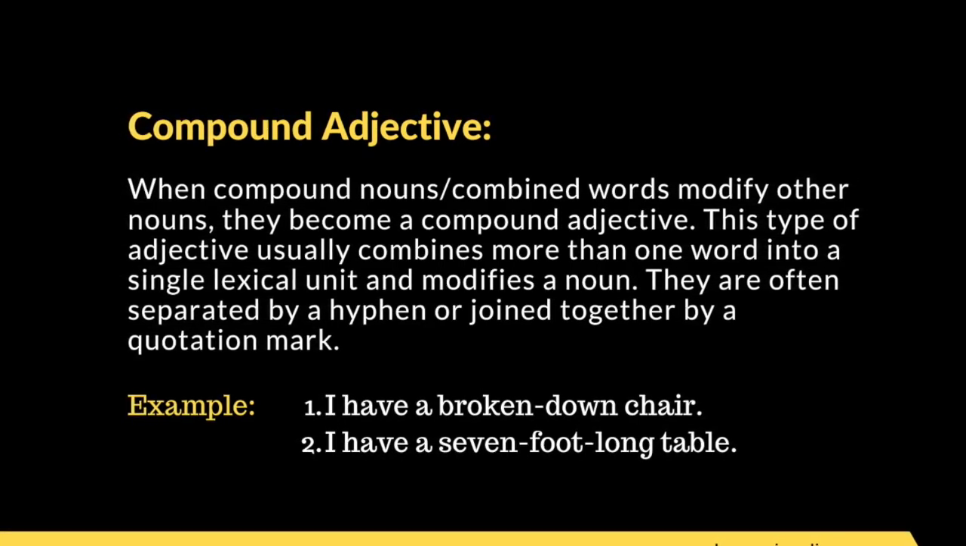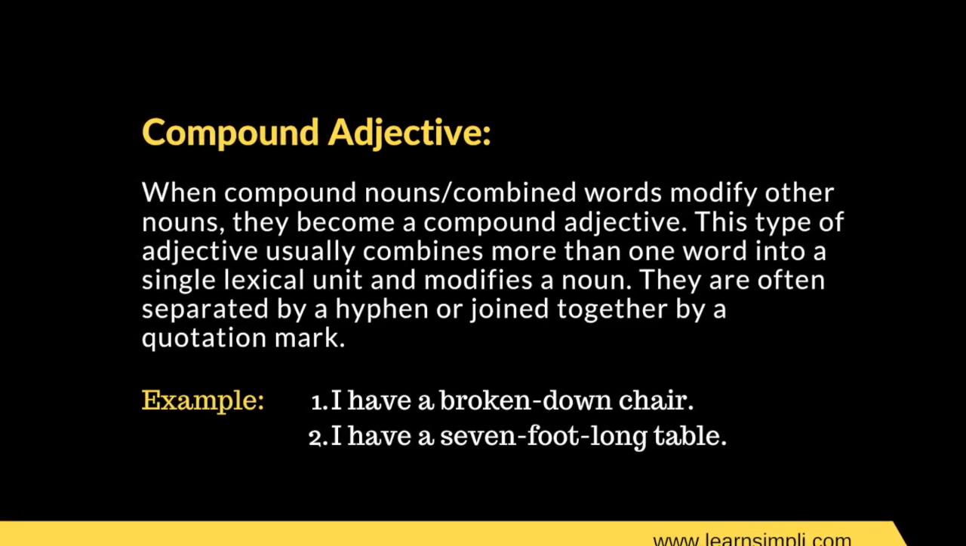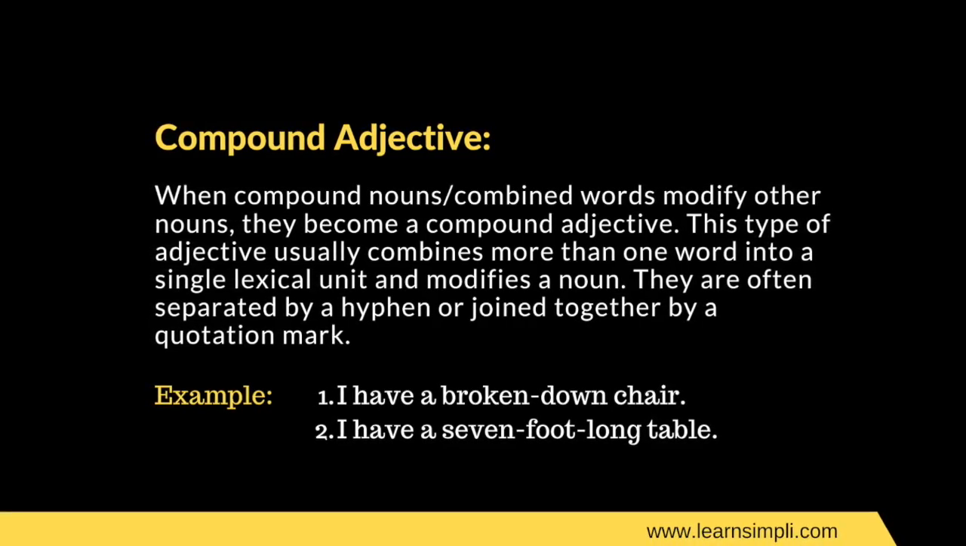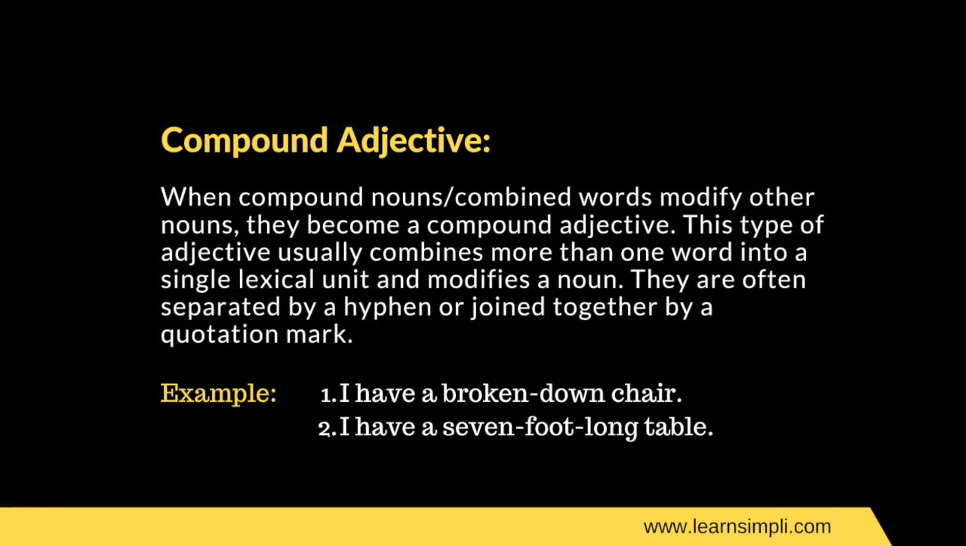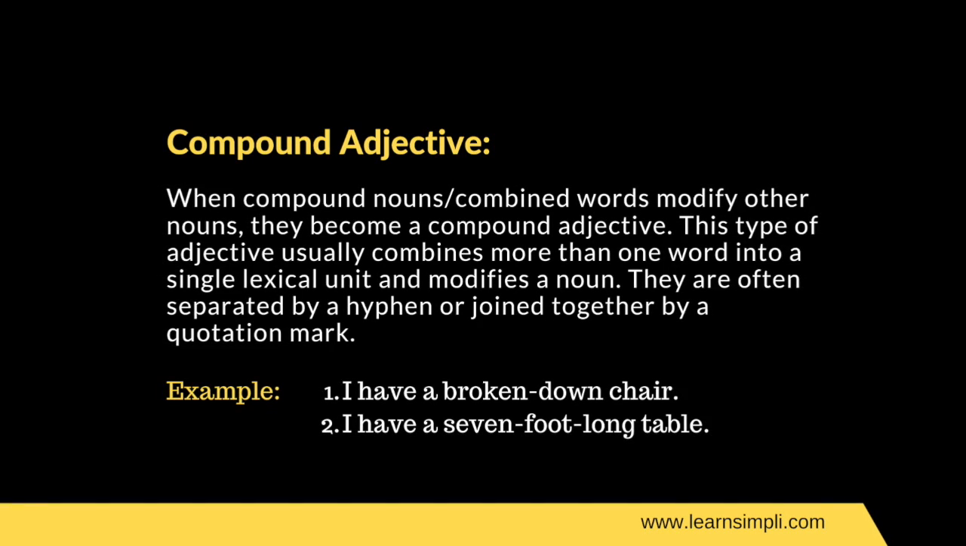Compound adjective: when compound nouns combine words and modify other nouns, they become a compound adjective. This type of adjective usually combines more than one word into a single lexical unit and modifies a noun. They are often separated by a hyphen or joined together. Example: I have a broken-down chair. I have a 7-foot-long table.